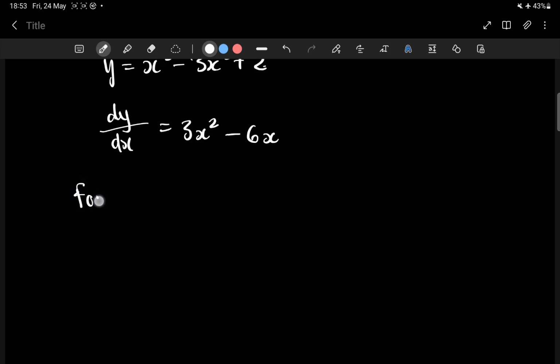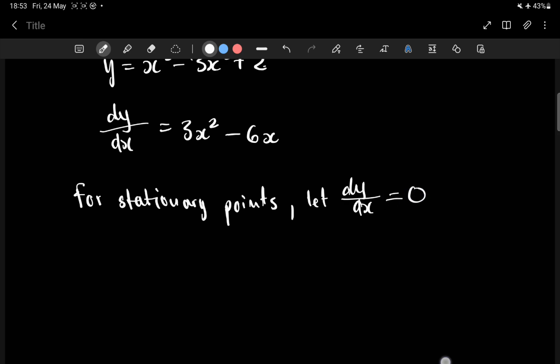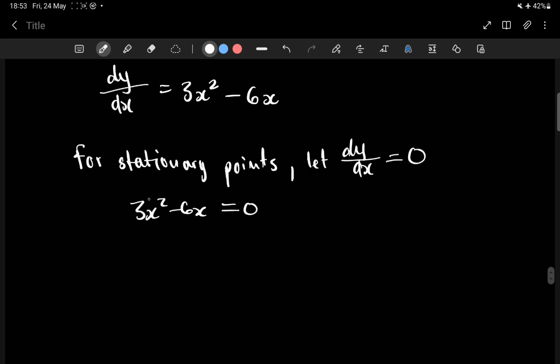Then I know, for me to find the stationary points, let dy/dx, let my gradient be equal to 0. Because I know that at the turning point, my gradient is 0 because it's a flat line. It's flat at the turning point. So even if I see the tangent, it tells me that the gradient is 0 because it's a flat line. There's no slope. So I can say now 3x squared minus 6x, that's my dy/dx, is equal to 0. How do I solve this?